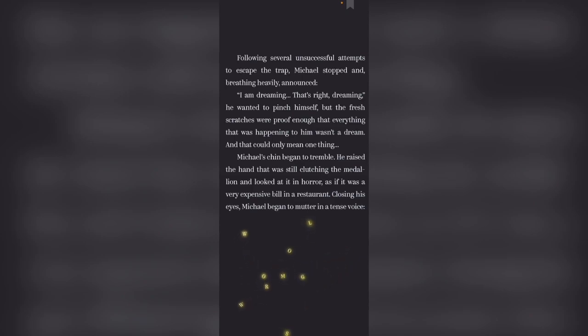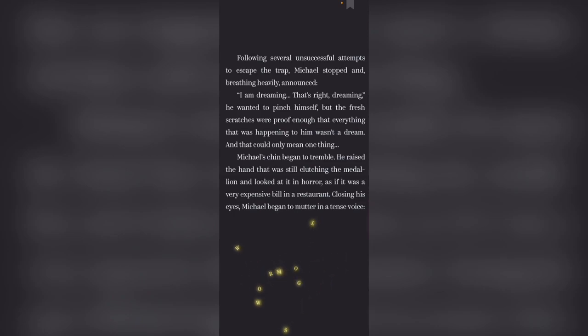Following several unsuccessful attempts to escape the trap, Michael stopped and, breathing heavily, announced, "I am dreaming." That's right, dreaming. He wanted to pinch himself, but the fresh scratches were proof enough that everything that was happening to him wasn't a dream. That could only mean one thing. Michael's chin began to tremble. He raised the hand that was still clutching the medallion and looked at it in horror, as if it was a very expensive bill in a restaurant.